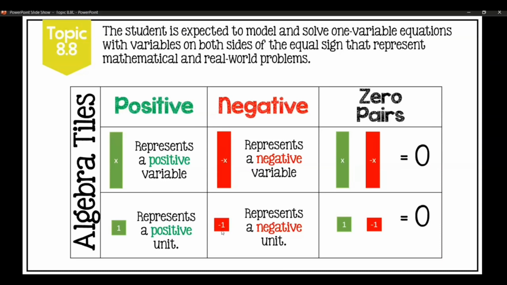Okay, now when we're solving these, hopefully you remember zero pairs. When we have a positive and a negative variable together, that creates 0, or if we have a +1 and a -1, it also creates 0. So we're going to use these zero pairs when we solve to isolate the variables. And zero pairs is the same thing as using the inverse operation when we're modeling equations.